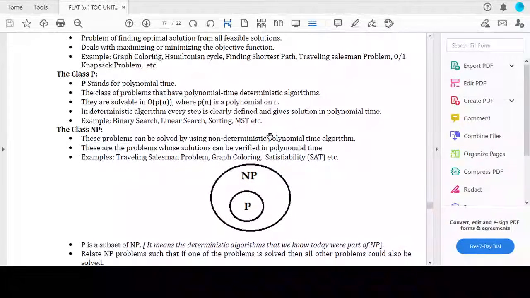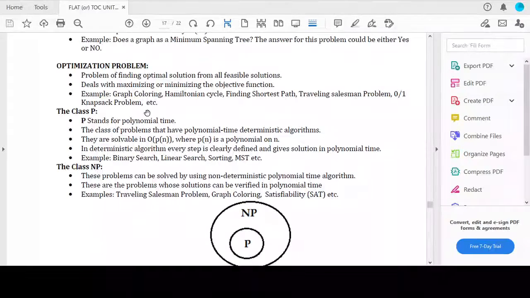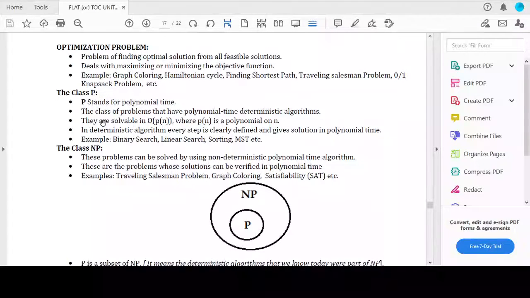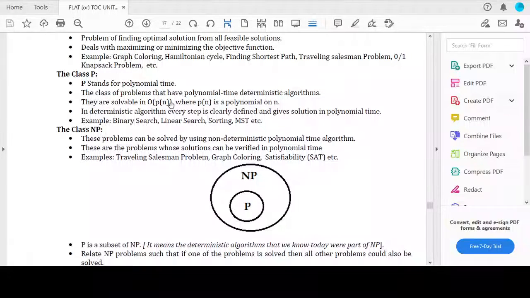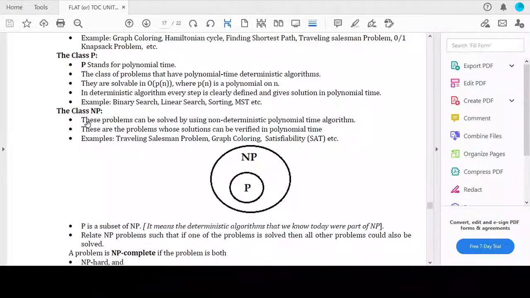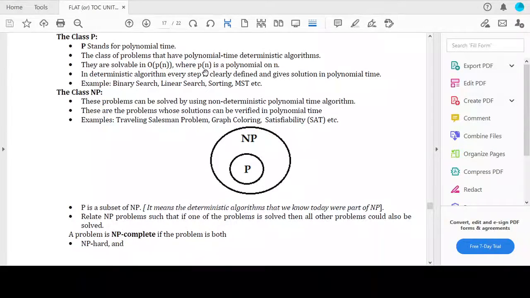Hello everyone. In the last class we discussed the classification of problems into P and NP class. We have seen what a P class problem and an NP class problem are. As we discussed in the previous session, the problems which are solvable in polynomial time are considered P class problems, and for these problems there exists a deterministic polynomial time algorithm. If these properties are satisfied, then these problems will be considered P class problems.